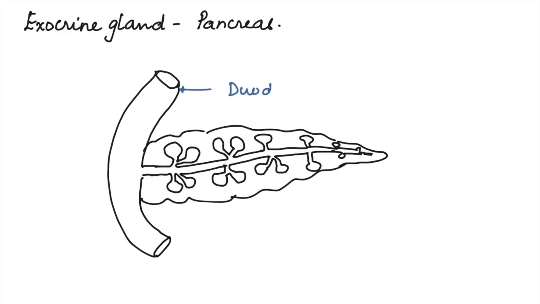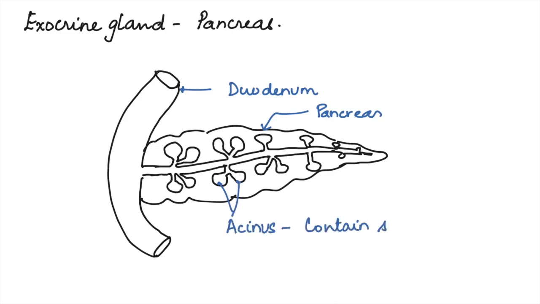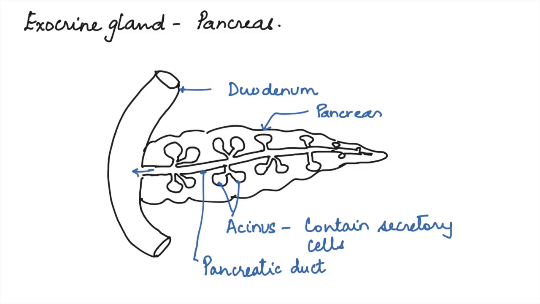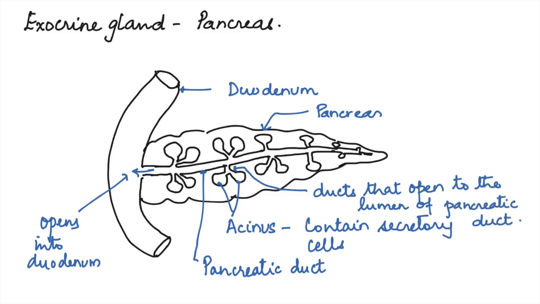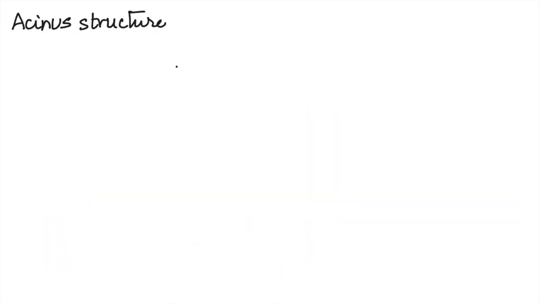As you can see here, this is the duodenum and the pancreas. Inside the pancreas, there are structures called acini. These acini contain secretory cells. The pancreas contains a pancreatic duct, and you can see the duct opens into the duodenum. That's how the secretions are released into the duodenum. These secretions come from the secretory cells of the acini, and pass through ducts that lead from the acini to the pancreatic duct. From the pancreatic duct, these secretions then pass into the duodenum.